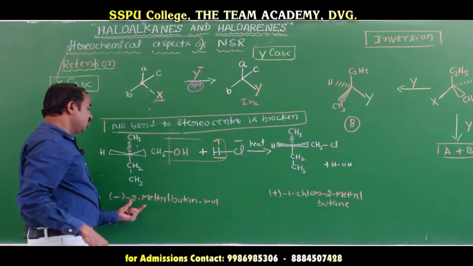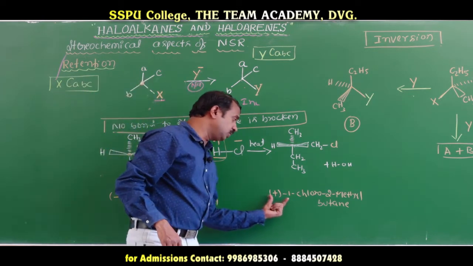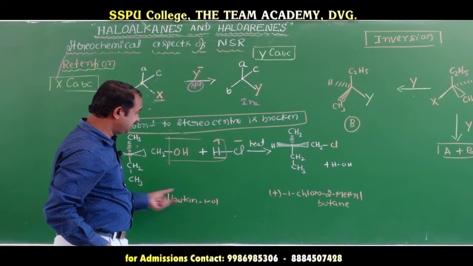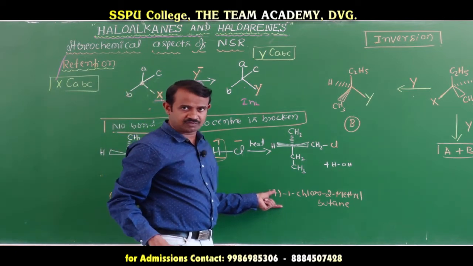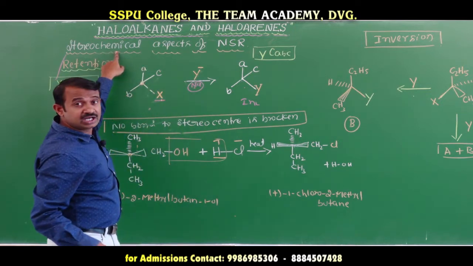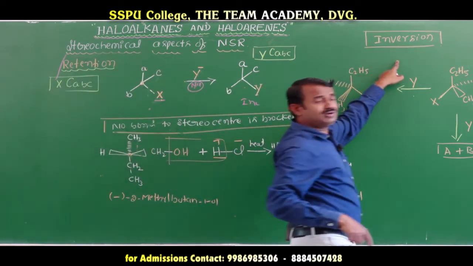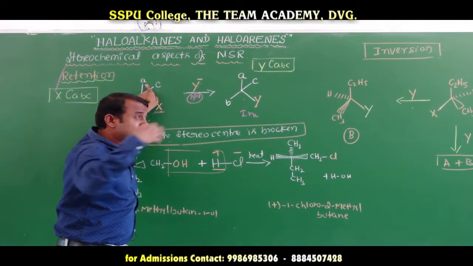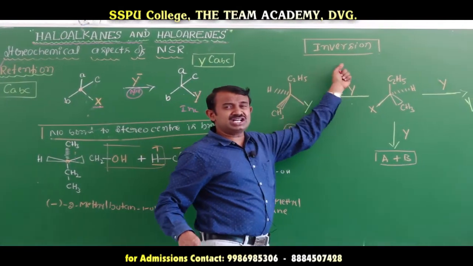For example, 2-methylbutanol is converted to 1-chloro-2-methylbutane, with minus and plus derivatives of the compounds. This is one of the important concepts of retention of configuration. Next, we will go to inversion of configuration.